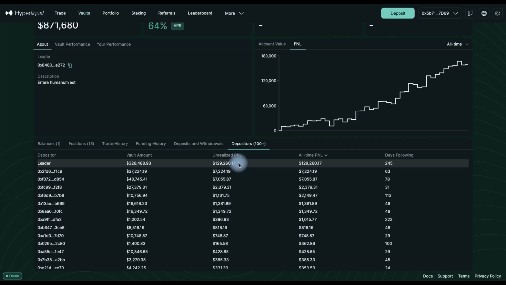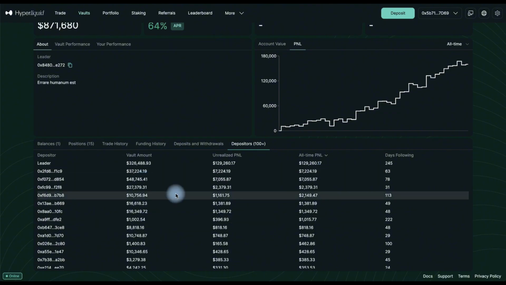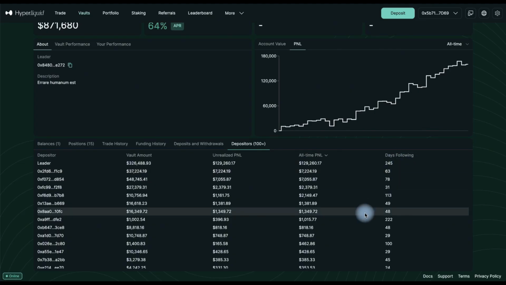That is, the larger his own share, the more he is interested in the success of the strategy and actually plays with his own money. And here we can see the income that these depositors receive, those who put money in, and how many days they follow this vault. And you need to focus exactly on all-time P&L.